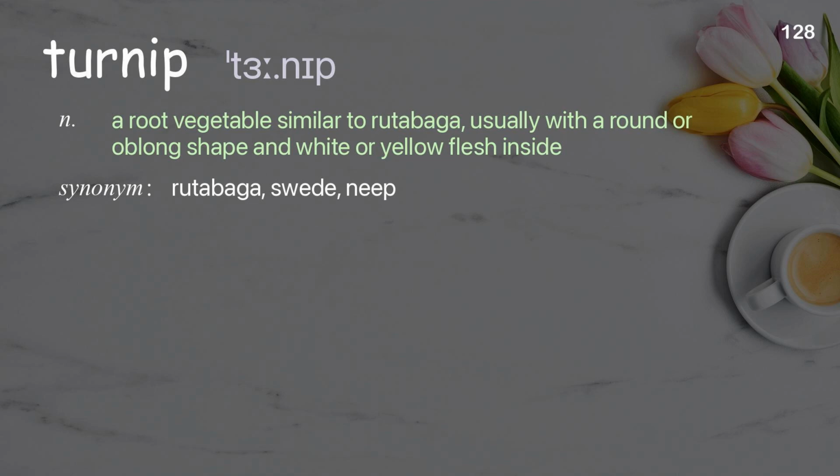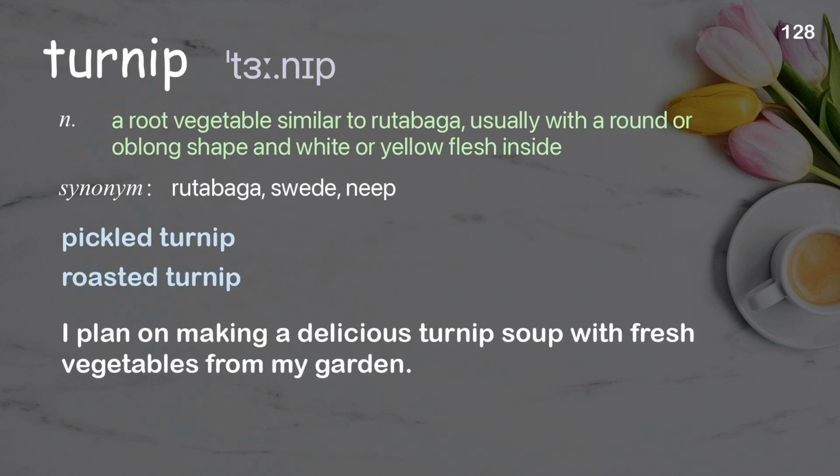Turnip. A root vegetable similar to rutabaga, usually with a round or oblong shape and white or yellow flesh inside. Examples: Pickled turnip. Roasted turnip. I plan on making a delicious turnip soup with fresh vegetables from my garden.